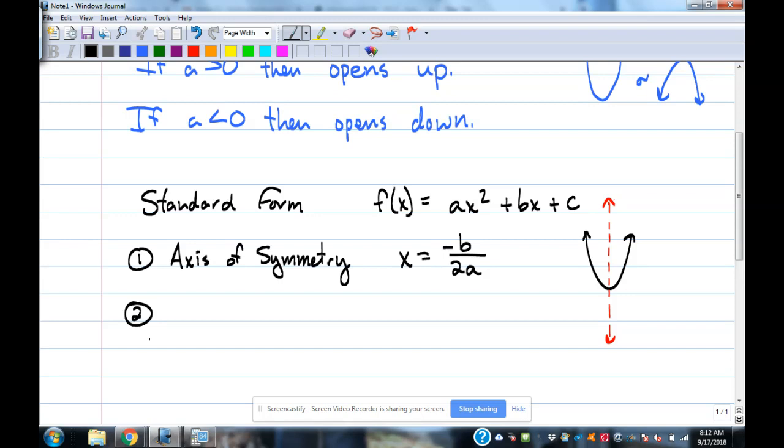The second thing we're going to find is the vertex. The vertex is an ordered pair. Here's the great thing about finding the axis of symmetry: you get the x value of the vertex for free. On the graph, the axis of symmetry goes right here. The vertex is this point right here at the bottom.